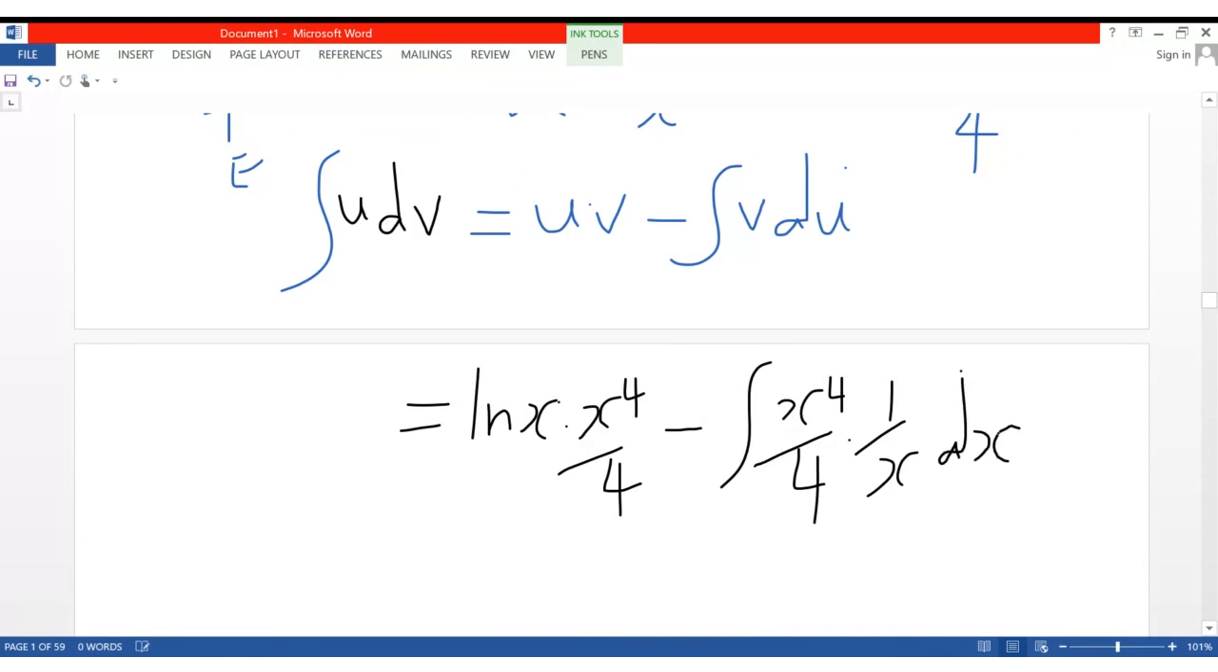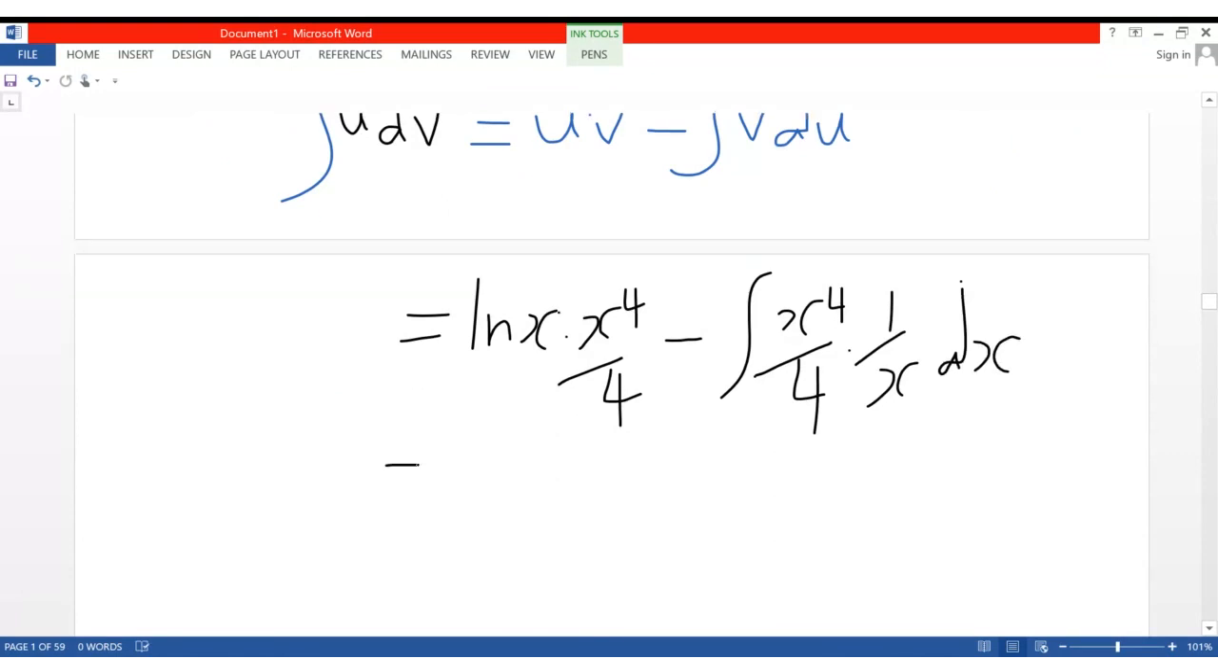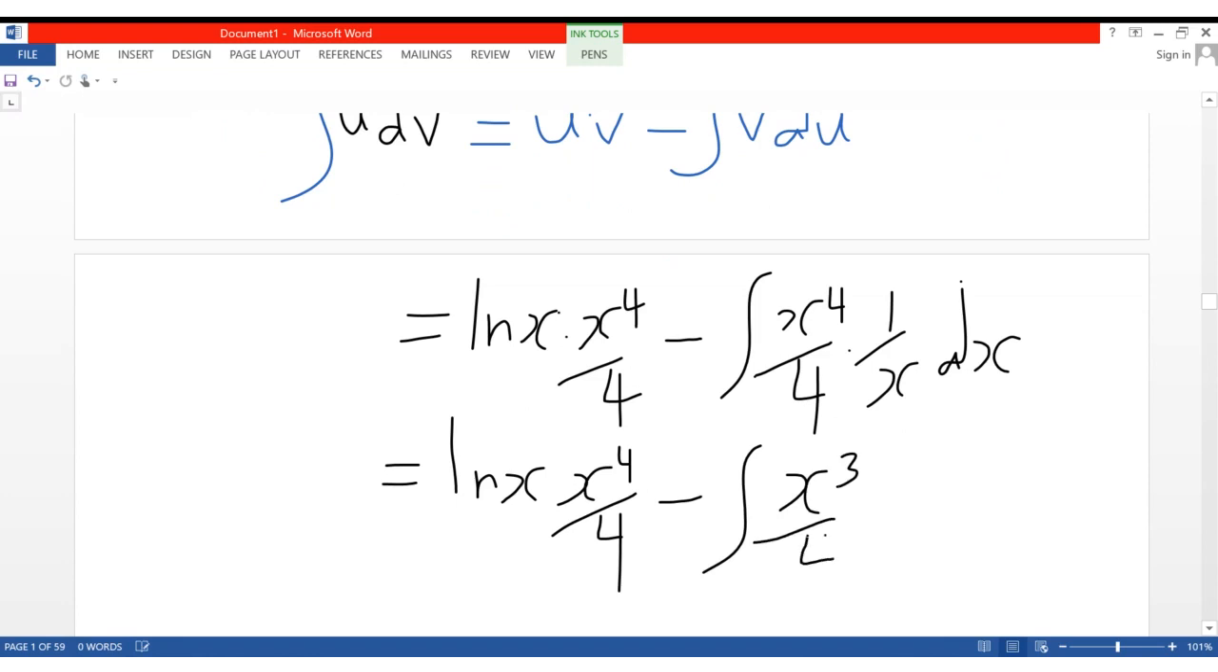Cancel that one. What do you remain? So this side we have already integrated. There's no need of manipulating. So this side, when you cancel, you remain with the integration of x to the power 3 all over 4, and then dx. Remember, 4 is not playing any part in the integration, and you'll be able to remove it outside.